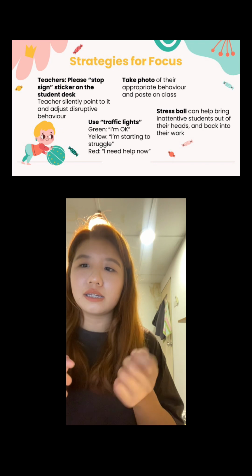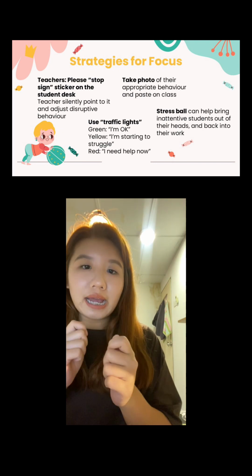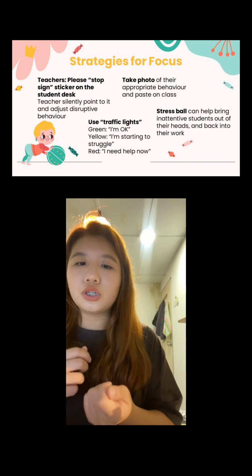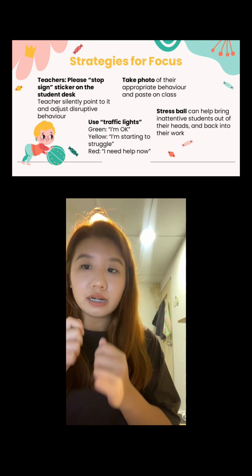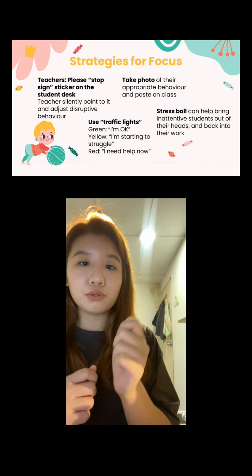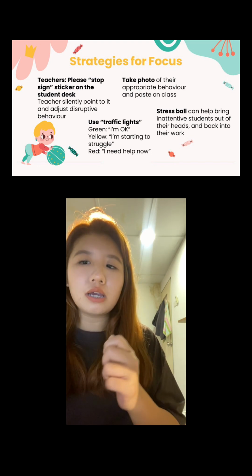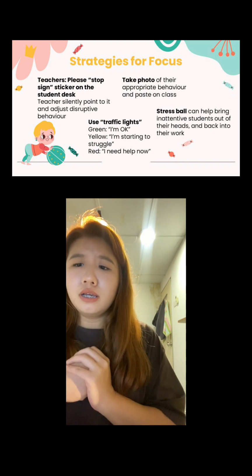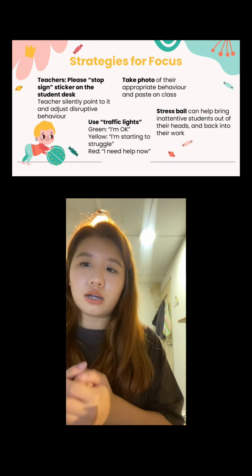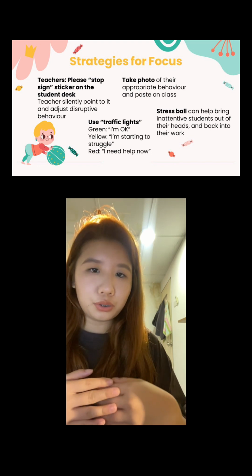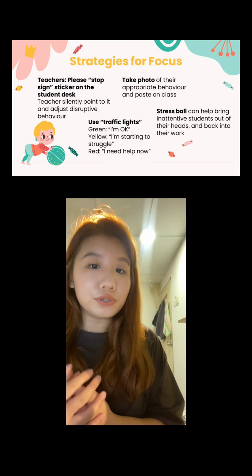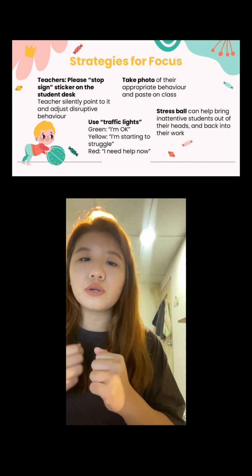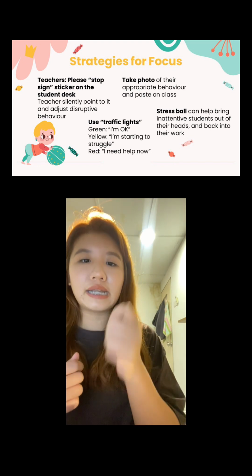The traffic light is a card with 3 colors: green, yellow, and red, just like the traffic light. So the kids can use the traffic light cards to show their emotion or their response. Maybe the kid is okay with your class, they will show the green color. If the student does not really know the answer to the question, they are confused or starting to struggle, they just show the yellow color. And the last one, when they need help, they show the red color.